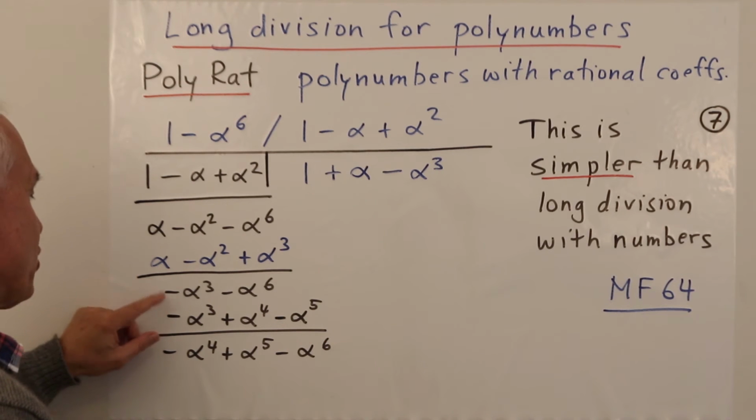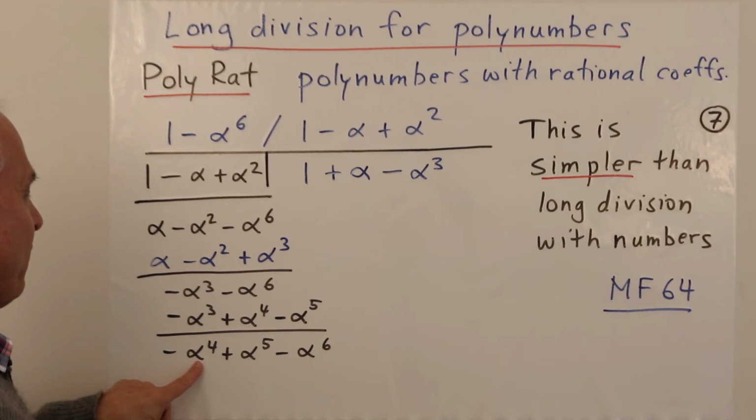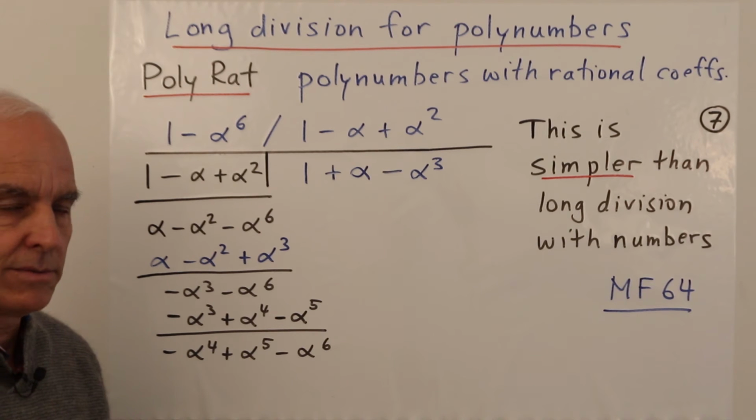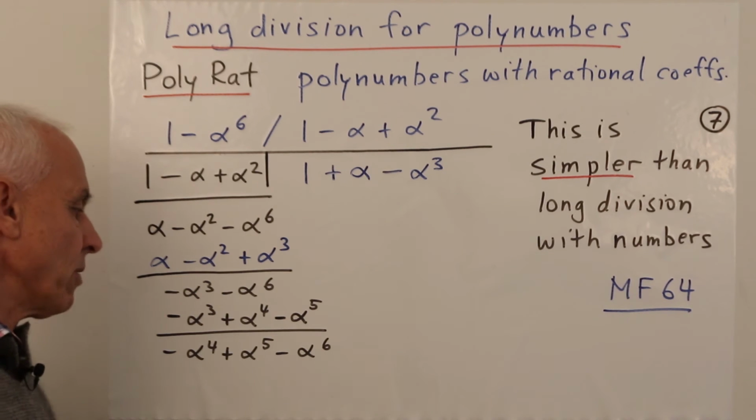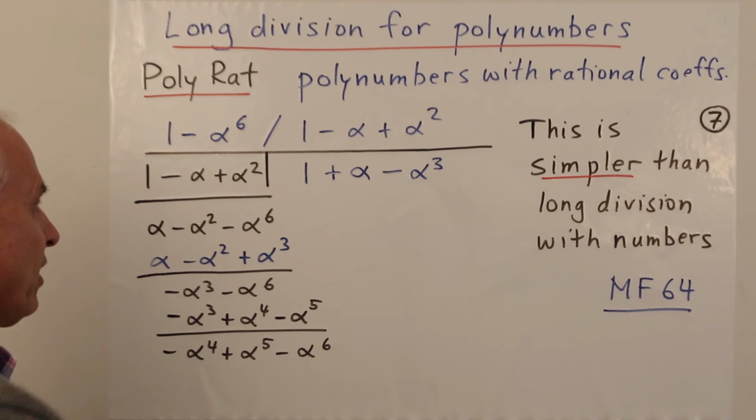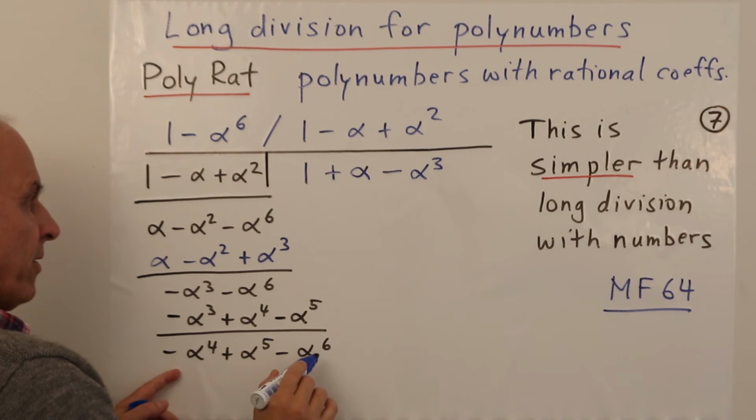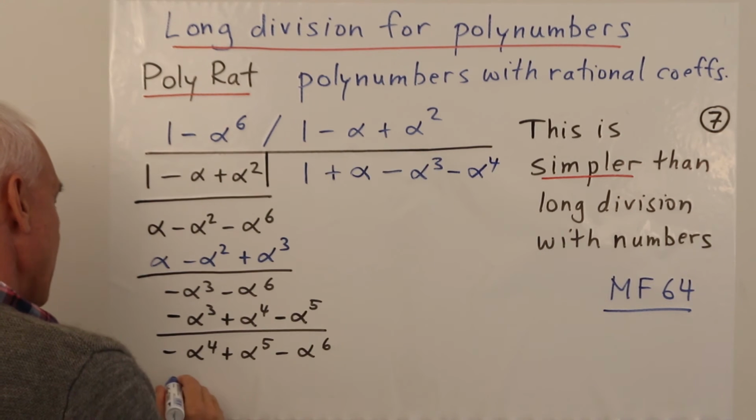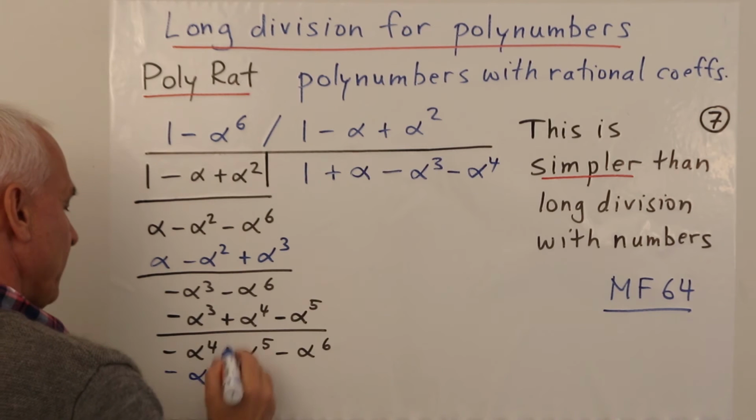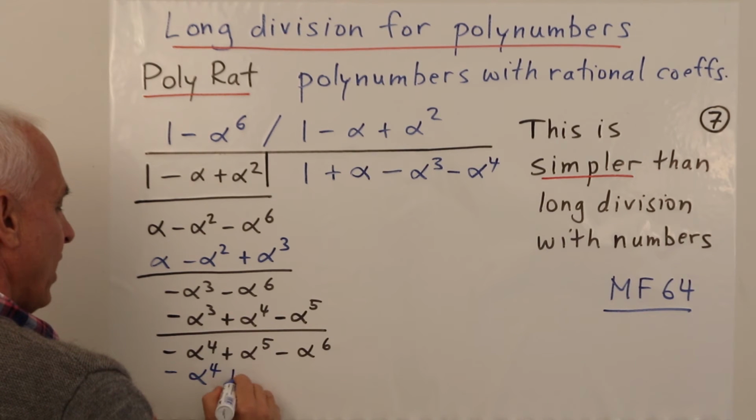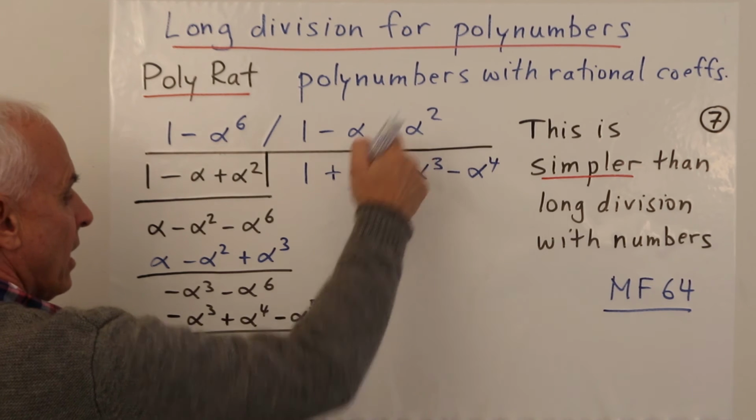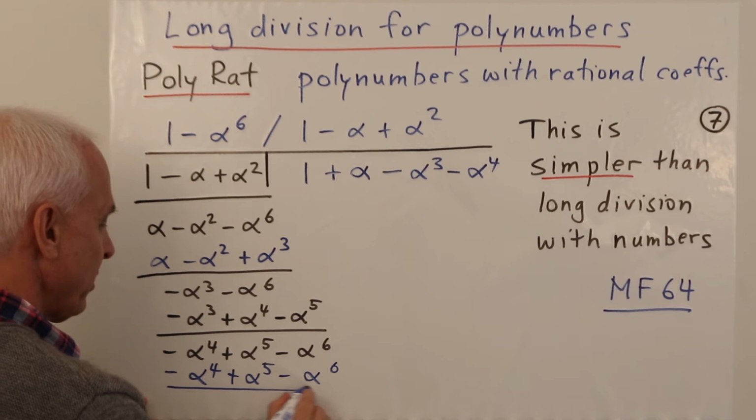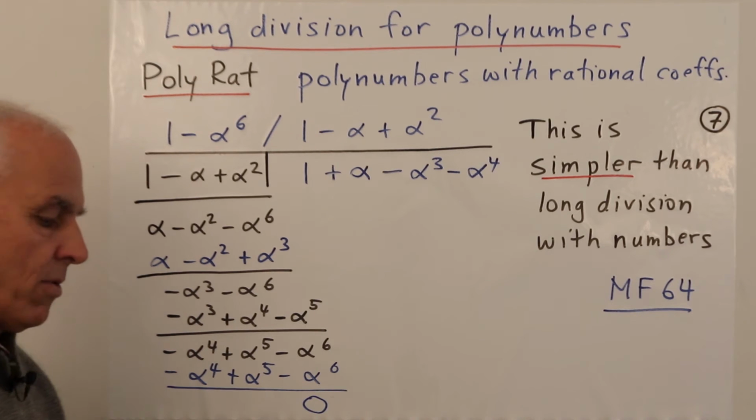And then when we do the subtraction, we get minus alpha to the 4th plus alpha to the 5th minus alpha to the 6th. Okay, I haven't finished yet, so there's at least one more thing to do. So now we do it again. We ask how many of these things fit inside here. The answer will be minus alpha to the 4th. So we'll write down minus alpha to the 4th times this: minus alpha to the 4th plus alpha to the 5th minus alpha to the 6th. And then we do the subtraction, and happily we get 0.